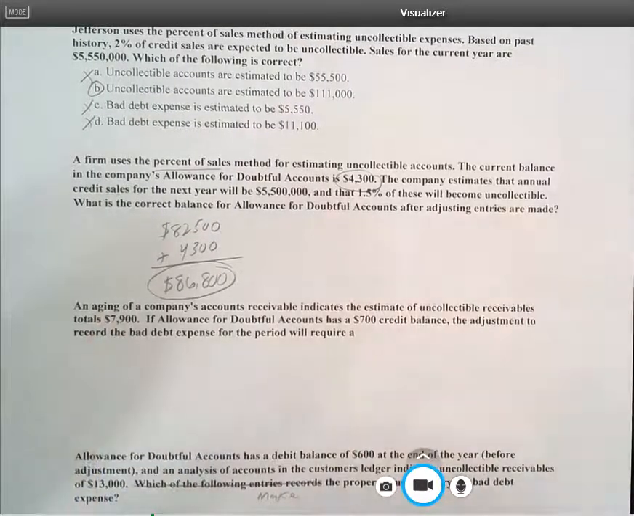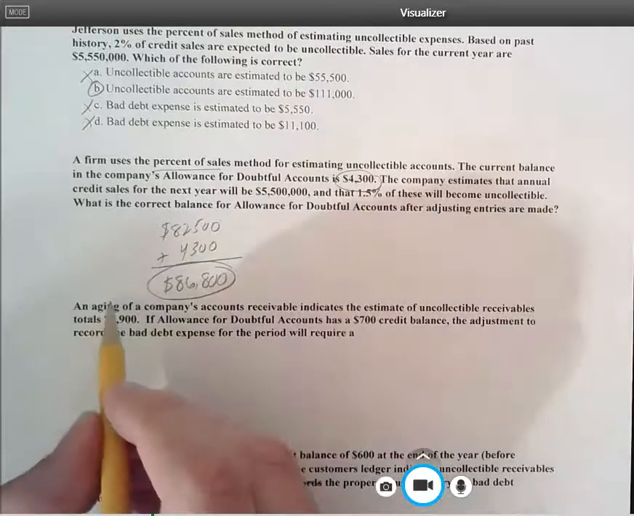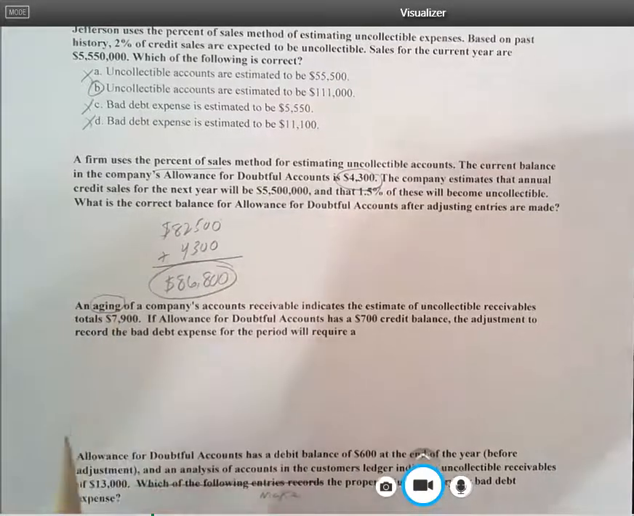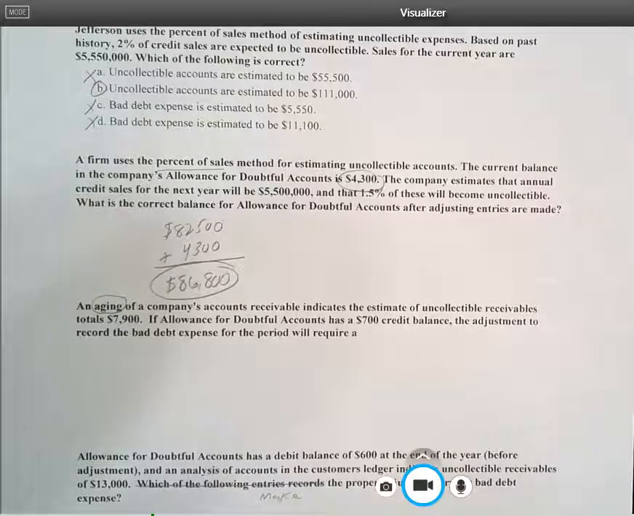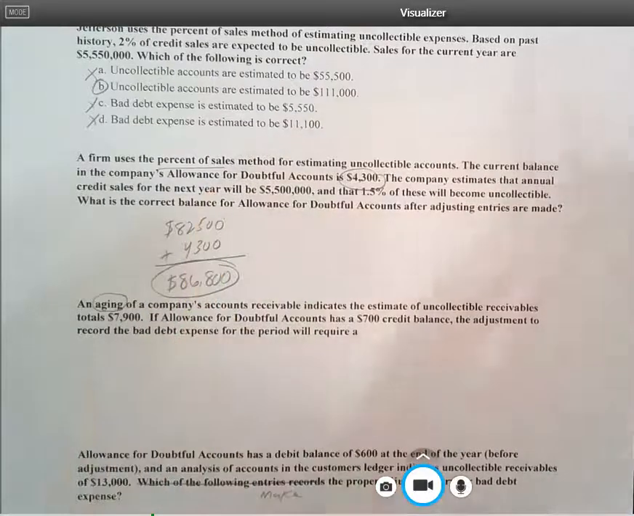Right here, it says an aging of a company's accounts receivable indicates the estimate of uncollectible receivables totals $7,900. So I want you to understand that when you see this word right here, aging, that is an indication that we are dealing with an allowance method, but it's an aging or an analysis of receivables method, which uses a balance sheet approach, the opposite of the question that we just worked on. Okay.